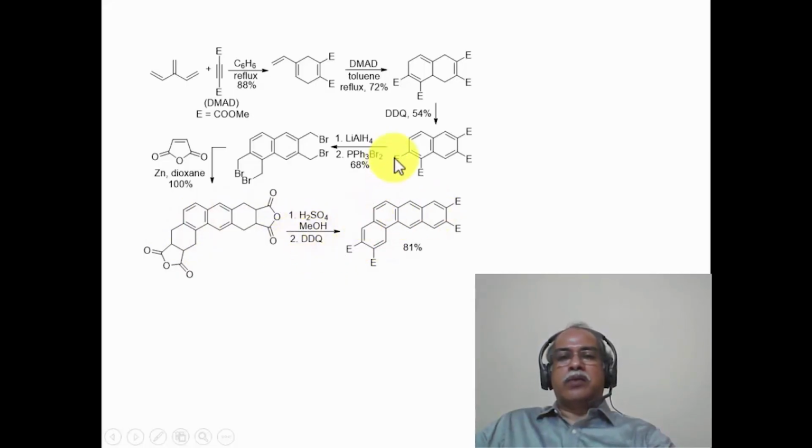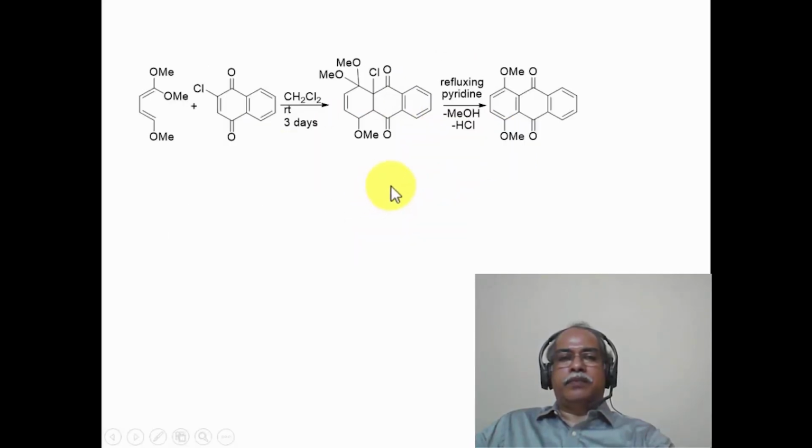So, overall it allows you to produce very specifically substituted naphthalene or this kind of a tetracene derivative, angularly fused tetracene derivative very nicely with high yields in all the steps. Here is an example where the dehydrohalogenation and the elimination of methanol is taken as an advantage to aromatize this compound. The Diels Alder reaction between this trimethoxy substituted butadiene and the chloro substituted naphthoquinone, for example, takes place at room temperature to produce the corresponding Diels Alder adduct.